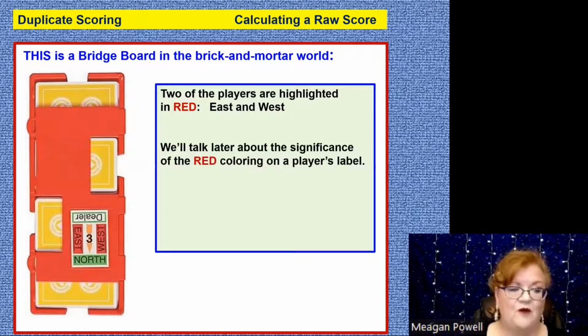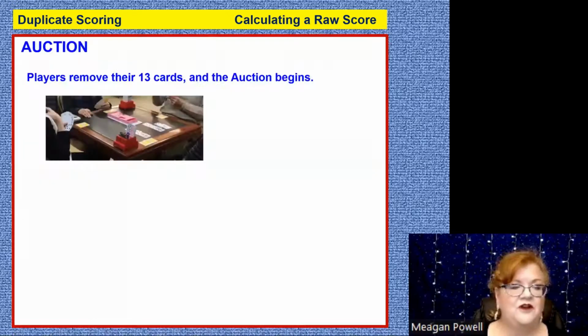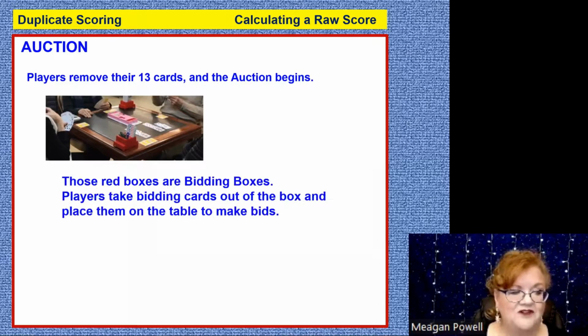Now, I'm going to talk about that red coloring in another couple of minutes. We're going to come back to it, and at that time I'll give you a close-up of that label, and we'll talk a little bit more about it. So again, in the live bridge world, you get this board in the middle of the table. Players take their 13 cards out of the little slot. The auction begins. They use those red boxes that you're looking at in the picture as bidding boxes.